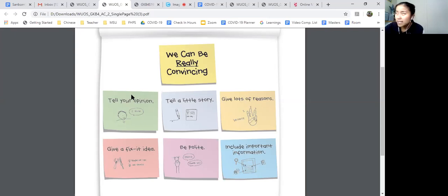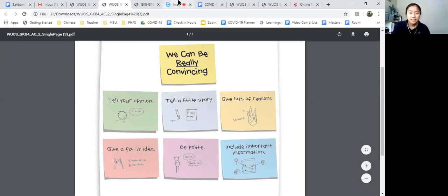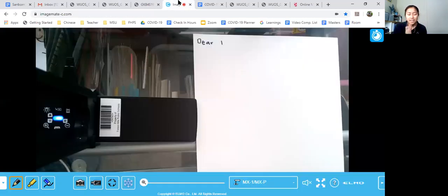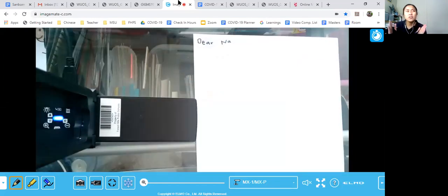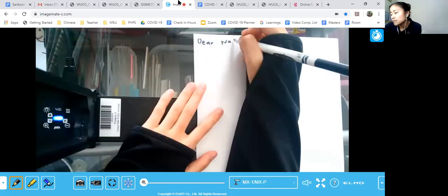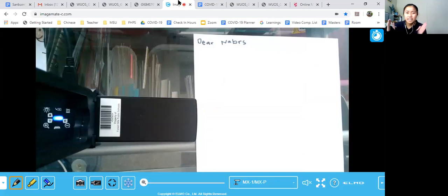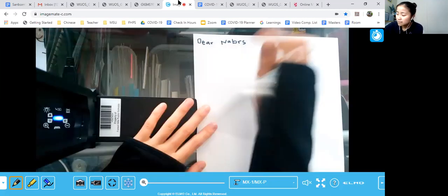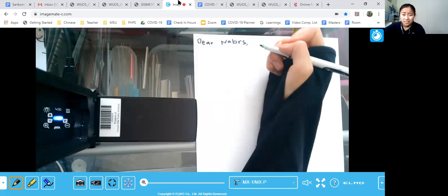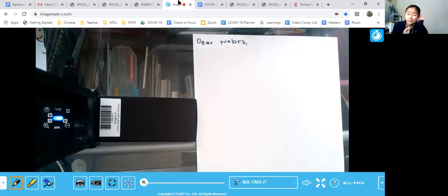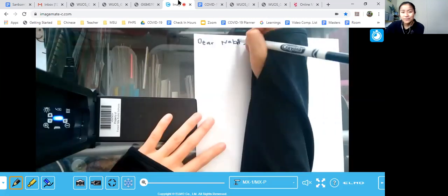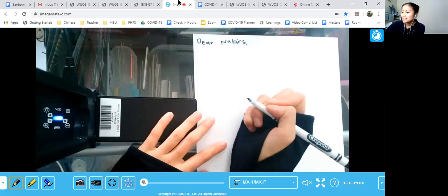neighbors. Let's see, I just spell out neighbors. Oh, wait a sec, I just remembered we need to have a vowel in every syllable. Let's see, neighbors. I think I need another vowel. Neighbors. There we go. Okay. Dear neighbors.